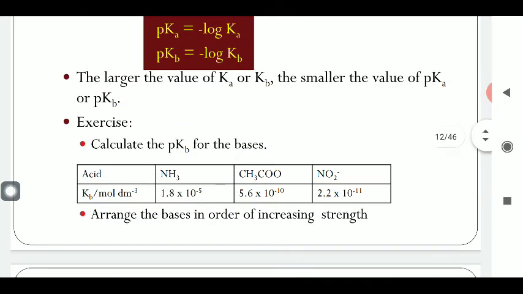Some examples I am taking here. The pKb value is given there. For ammonia the value is this one, for the acetate ion the value is this one, and for the NO2- ion the value of the pK is given there. So you can also calculate these compounds on the basis of the strength. You know, a small value of Kb means weak base. In this way, you can do this exercise for practice.